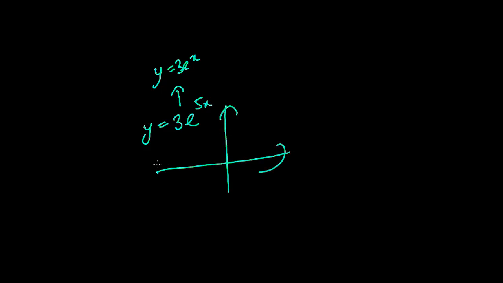So if you have y equals 3e to the power 5x, don't bother about the e to the power 5x. It's going to be exactly the same as e to the power x. So you sketch it as you would sketch y equals 3e to the power x. This 5 cannot be clearly shown in the sketch. So what you do is you sketch e to the power x the same way, but it passes through the point 3 instead of 1.